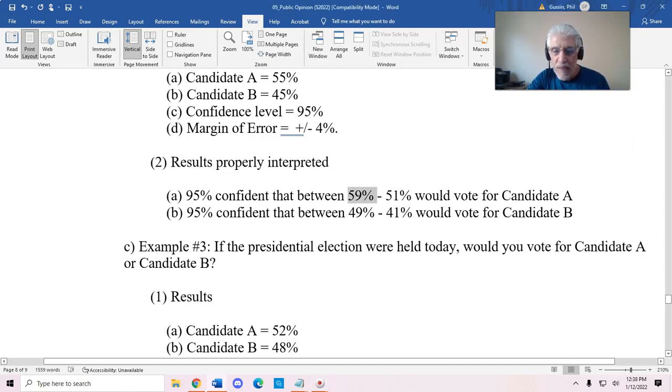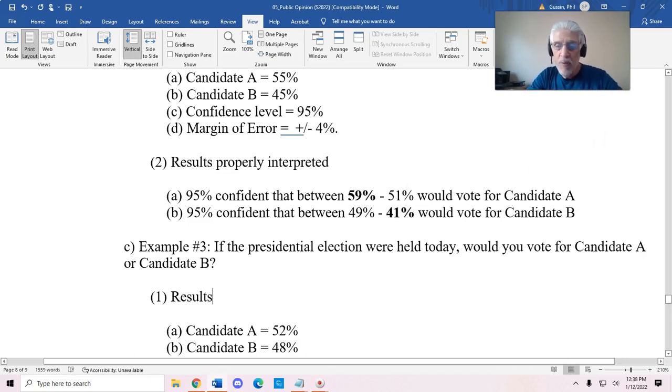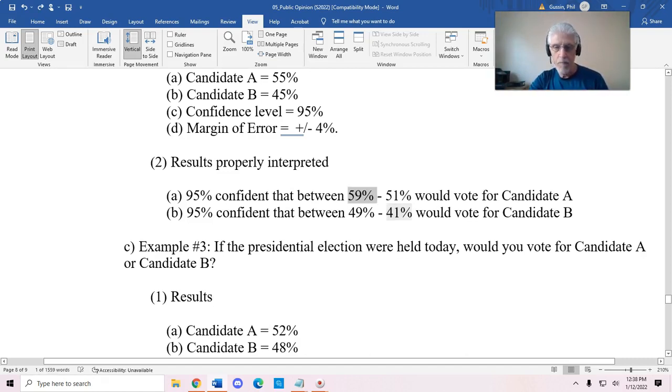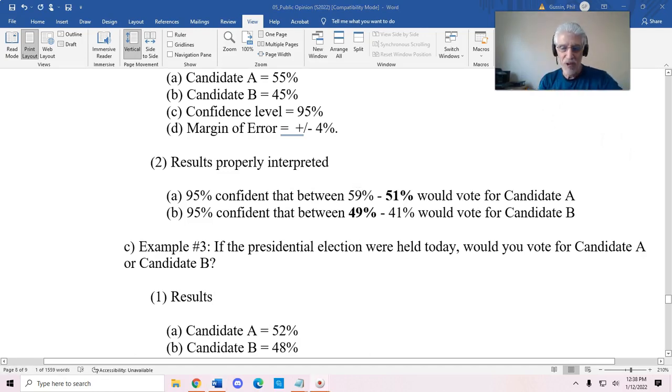Based on this poll, it could be that, and I'm highlighting this, 59% support candidate A and 41% support candidate B. That's possible based on this poll because we don't really know what the true value is. If that's the case, well, that means that candidate A isn't ahead by 10 percentage points. Candidate A is ahead by 18 percentage points, 59 minus 41. But watch this. It's also possible, based on this very same poll, that 51% support candidate A and 49% support candidate B, which means in this case, candidate A isn't ahead by 10%, candidate A is ahead by 2%.